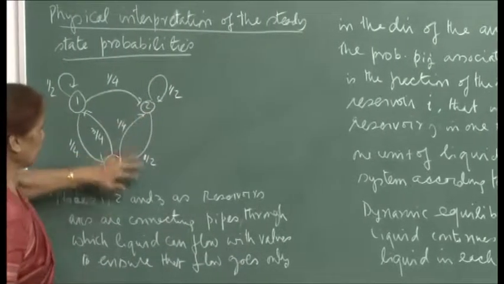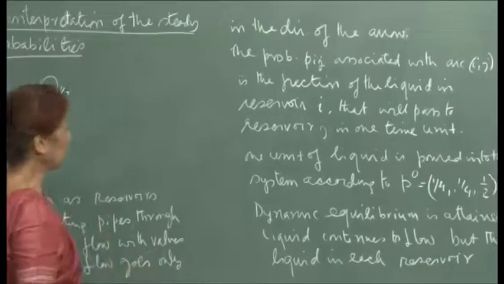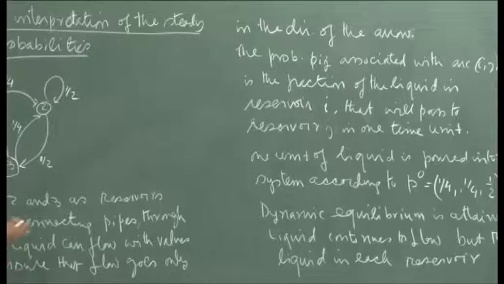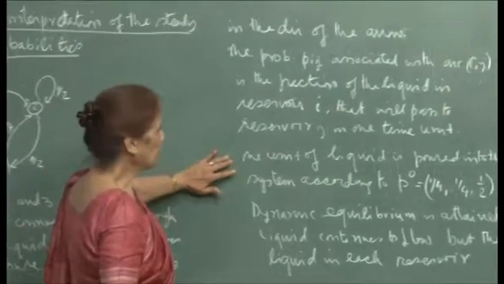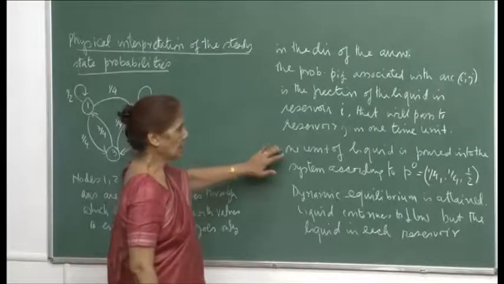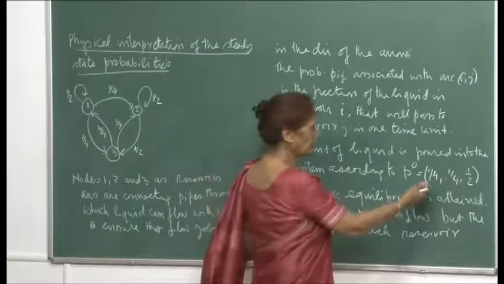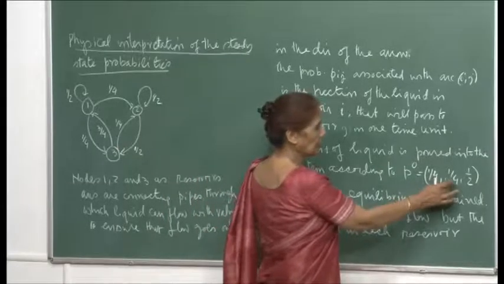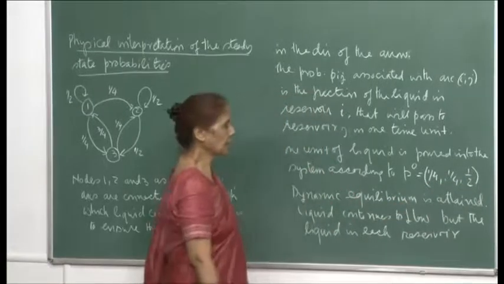So, from 2 to 3, right? Because the probability is half. So, if we think of the system as made like this, then what you do is you pour one unit of liquid into the system according to these initial probabilities. That means, 1/4 of the liquid is put in reservoir 1, 1/4 is put in reservoir 2, and half the liquid is put in reservoir 3.